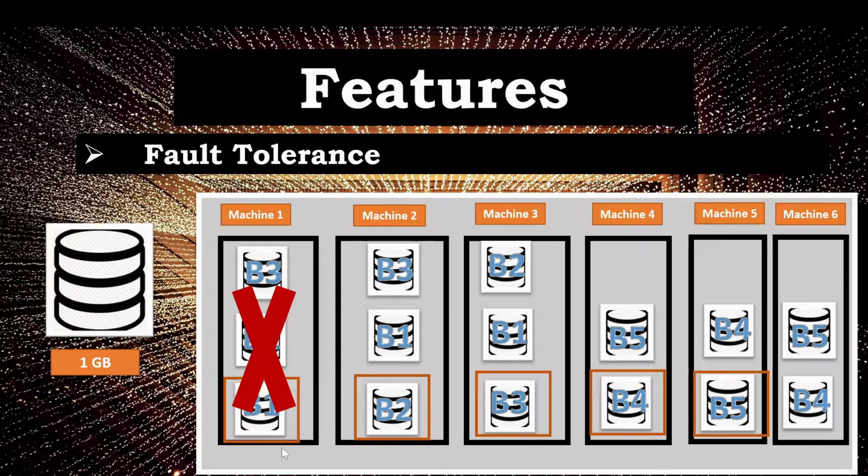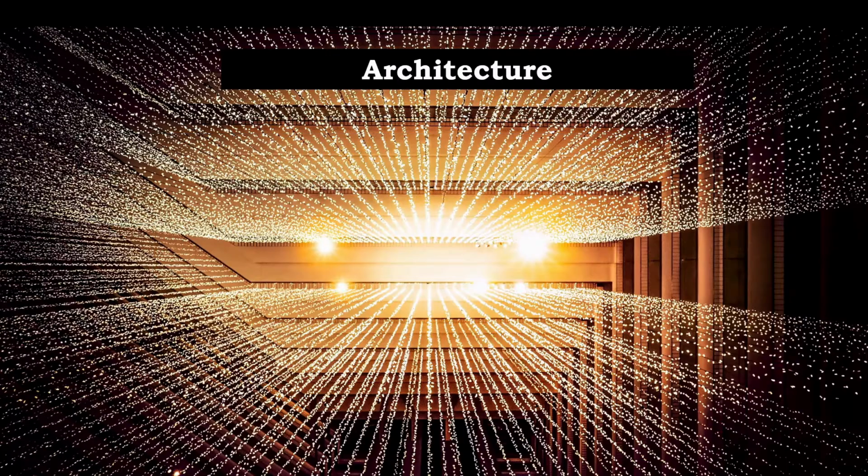Now let's say machine 1 failed. What do we have in machine 1, B1, B2, B3? We don't lose the data because we have replicated them in machine 2 and 3. We can access it from there. So by like this, we can achieve fault tolerance. That's about features. Let's move to architecture.